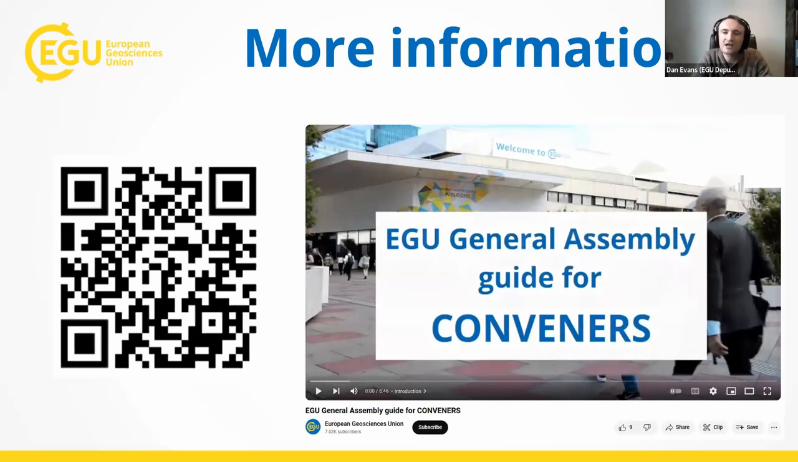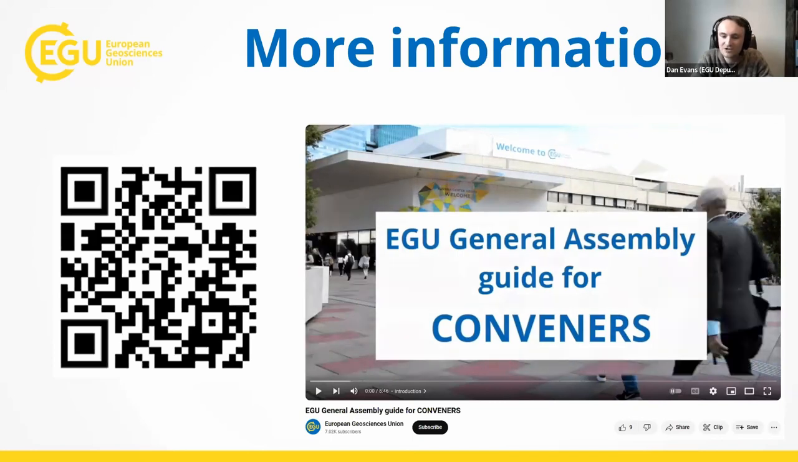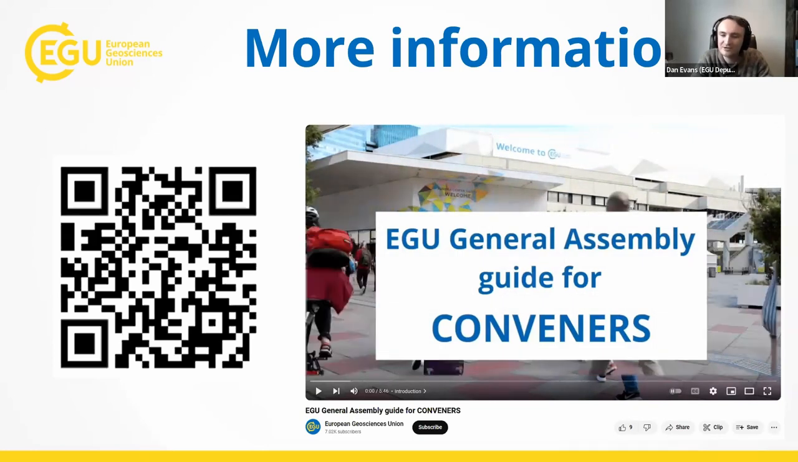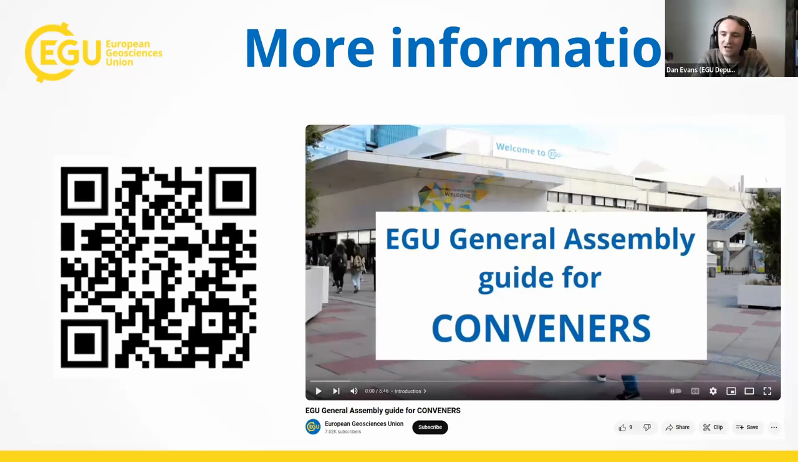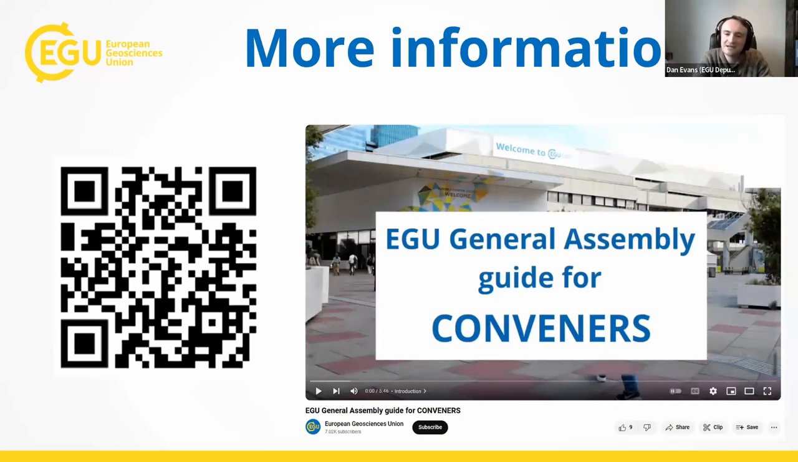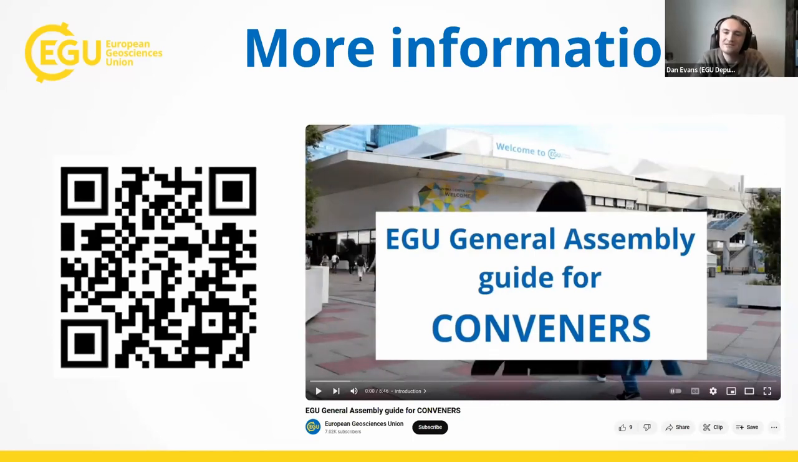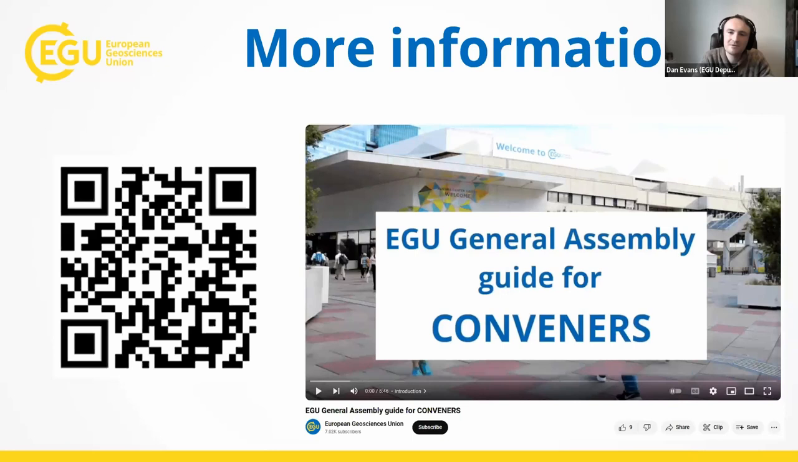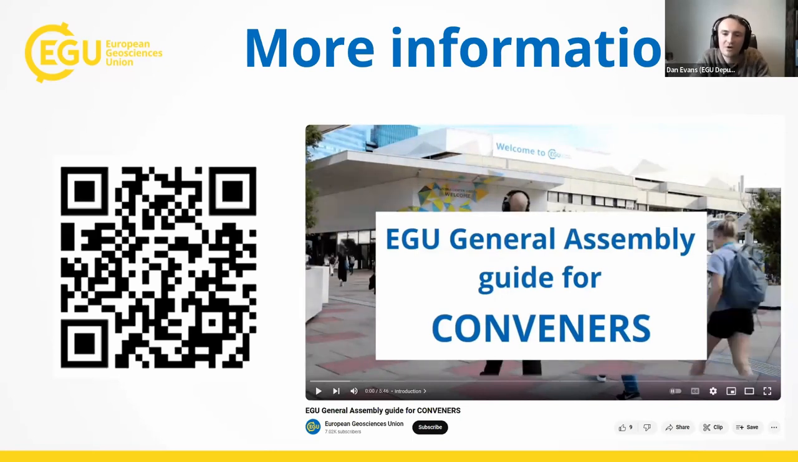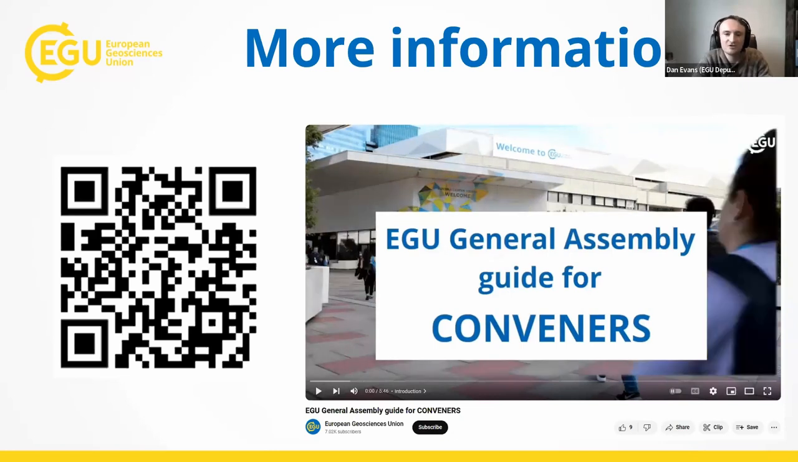So just a couple more things. More information can be sought online. The EGU, European Geoscience Union YouTube channel is really good. It has a really good guide for conveners, and some of the videos that you saw just a minute ago have been taken from this particular presentation. So this video here, EGU General Assembly Guide for Conveners, is really good. And of course, this webinar, as it's being recorded, will also go up on YouTube as well. That QR code essentially takes you to that video.